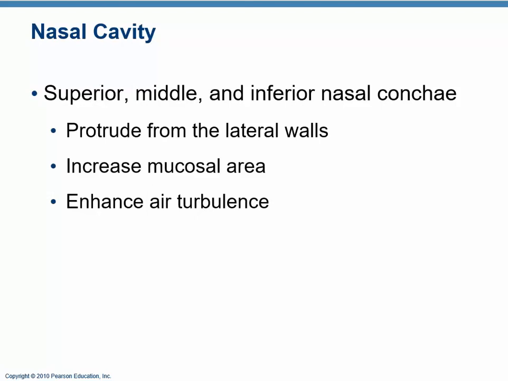The spinning air also puts more air, and the turbulence causes more air to come in contact with the mucosa, which again moistens and heats the air. Plus, they just create more surface area.